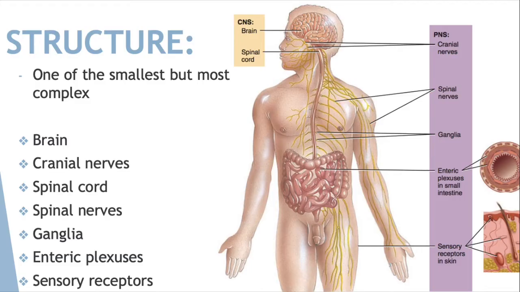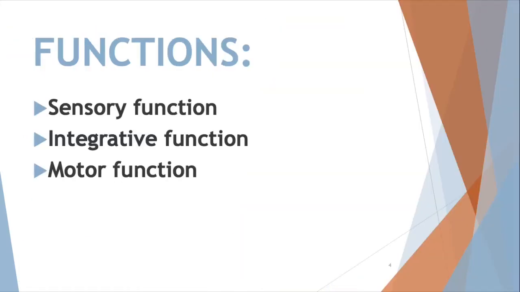Okay, next. Now let's proceed with the three main functions of the nervous system. Okay, so the three main functions of the nervous system are sensory, integrative, and motor. Okay. So let's first define. When we mean by sensory function, it has sensory receptors, okay, in which it detects internal stimuli and external stimuli.